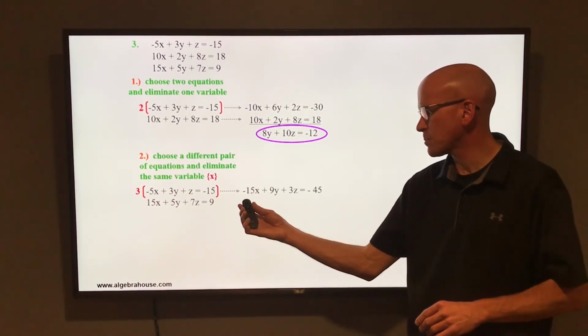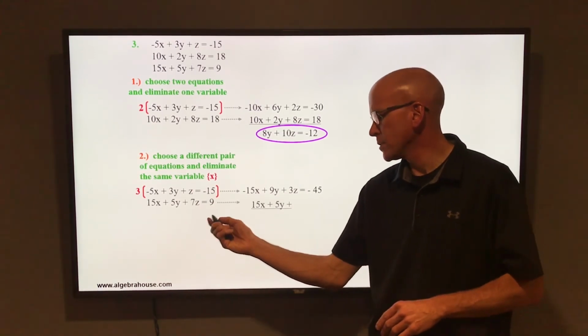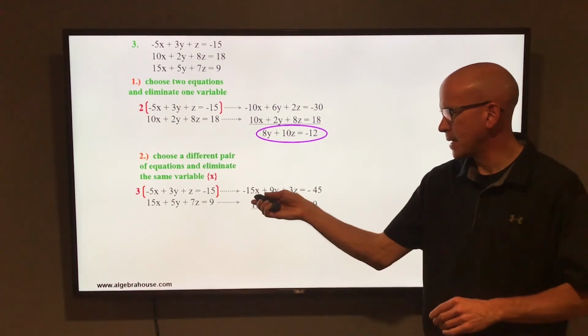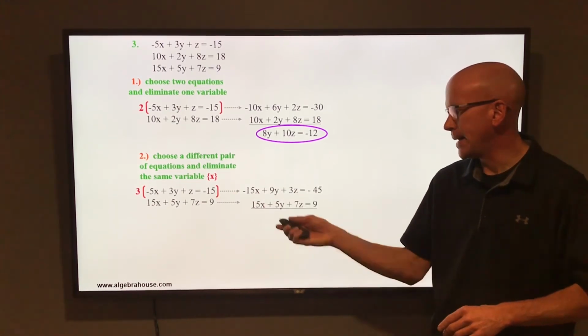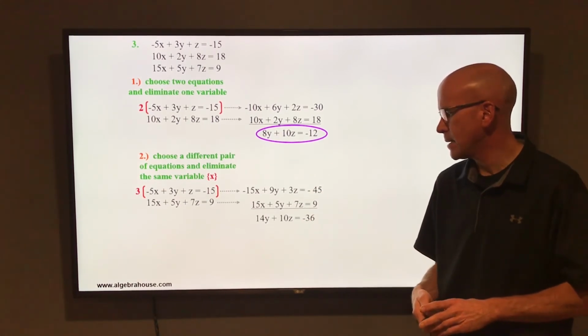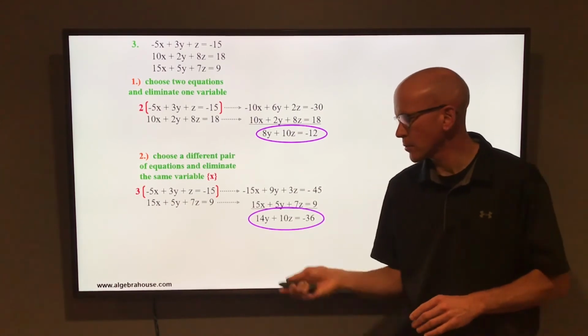Make sure you multiply each term on top by 3. Get negative 15x plus 9y plus 3z equals negative 45. And again, the bottom equation will stay the same as 15x plus 5y plus 7z equals 9. If you add those together, the x's will be eliminated. 9y and 5y, it's 14y. Also 3z and 7z is 10z. And negative 45 and 9, that is negative 36. Circle that, mark it somehow.